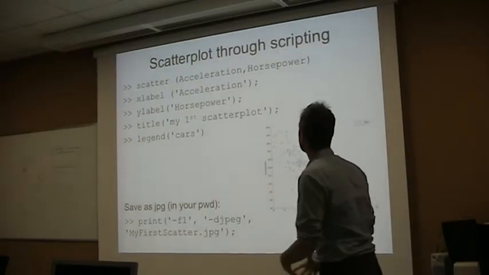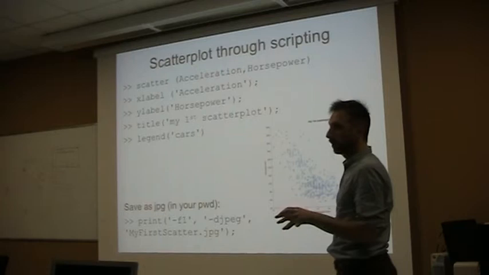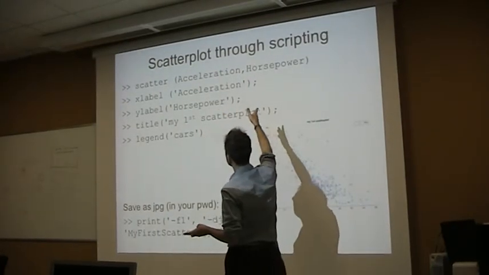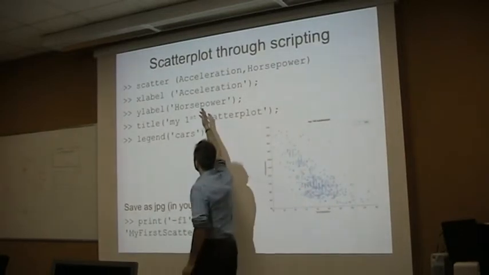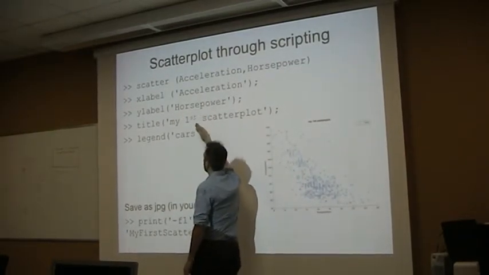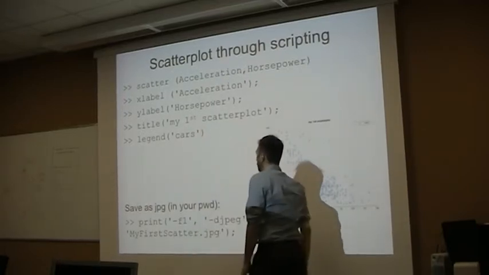Here I'm showing how to do a scatter plot by typing in your commands. Again, scatter, you choose two variables. You can add labels for the x-axis, for the y-axis, for the title, the legend. That's how you do it.